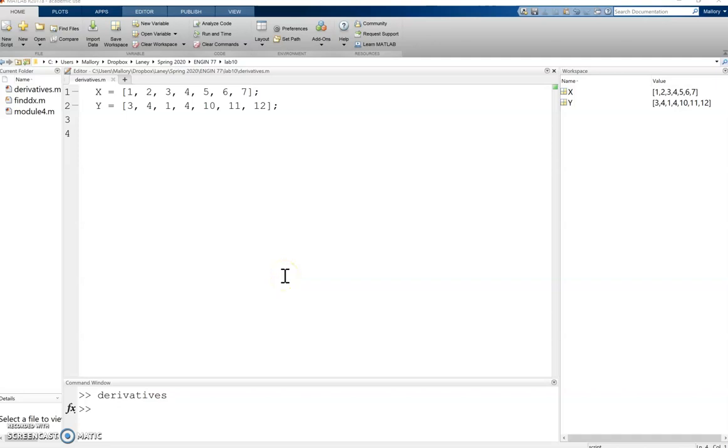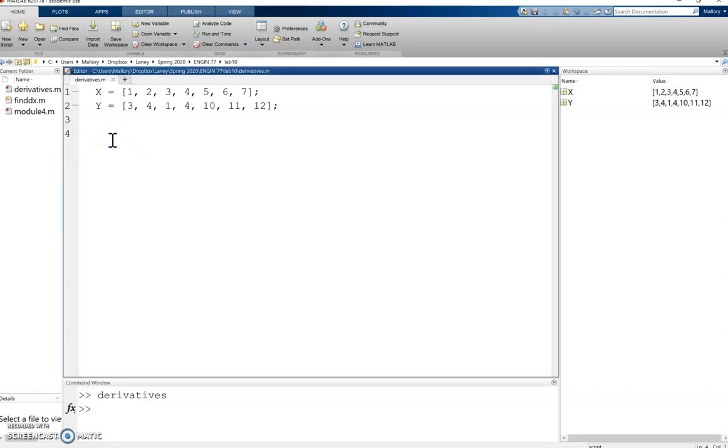In this video, we are going to go over how to code a script to find the derivative using the central difference method without using a for loop. So first we'll go through the method using a for loop, and then we'll vectorize it, which is a method used to not use a for loop.